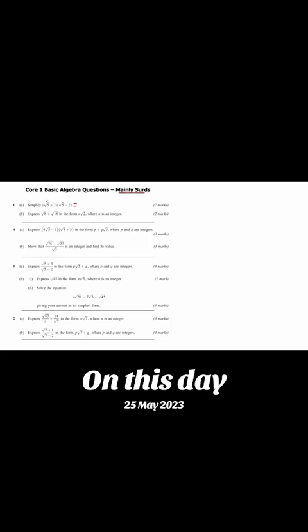Well, expanding brackets, root 5 times root 5 is root 25, which simplifies to 5. Root 5 times minus 2 is minus 2 root 5. Positive 2 times root 5 is plus 2 root 5. And then positive 2 times negative 2 gives me negative 4, because a positive times a negative gives a negative.